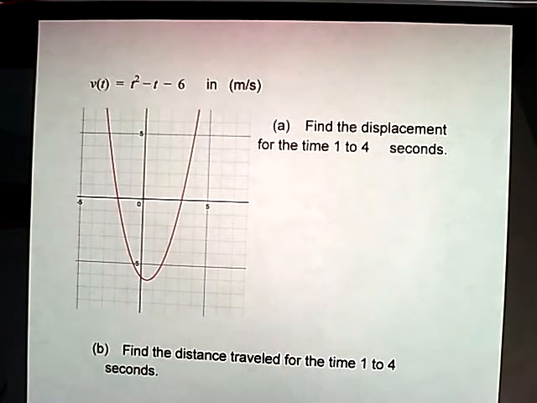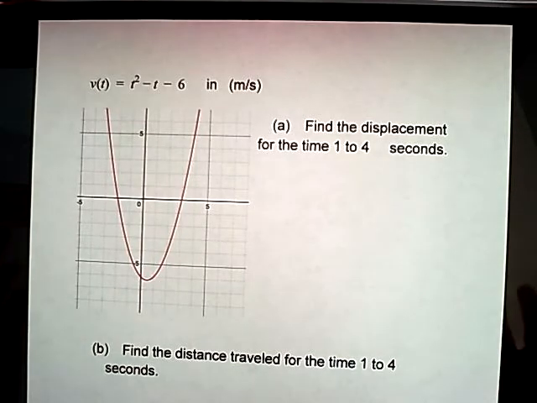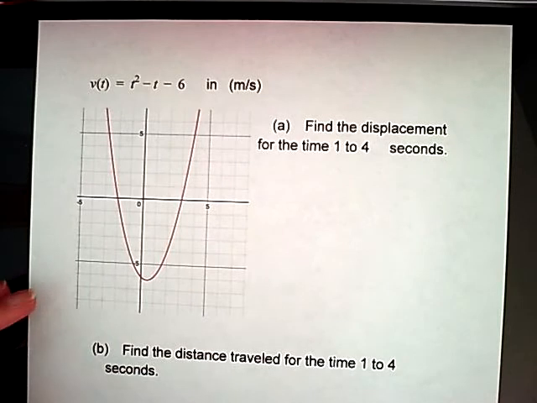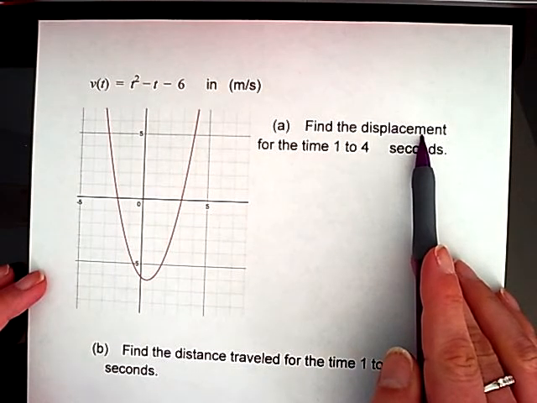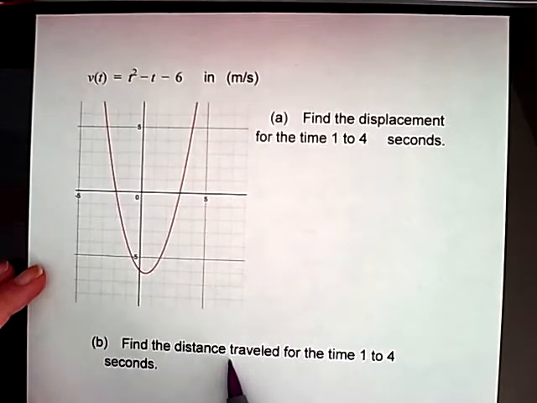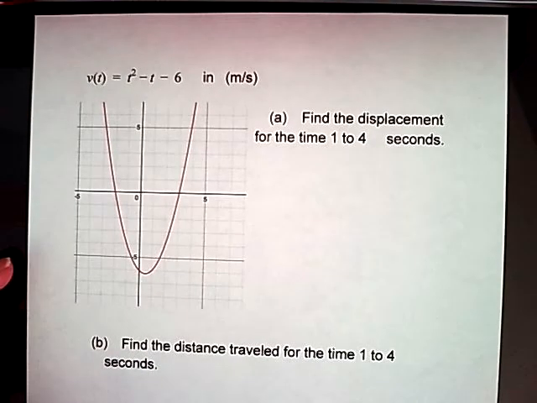Now the difference is the displacement is just the net change that we've been looking at all along. So to find displacement, we're not going to do anything different than we've already done. To find the distance, however, we actually need to find the total change.